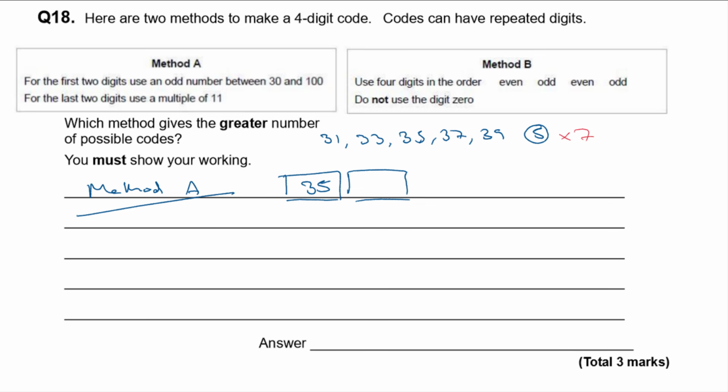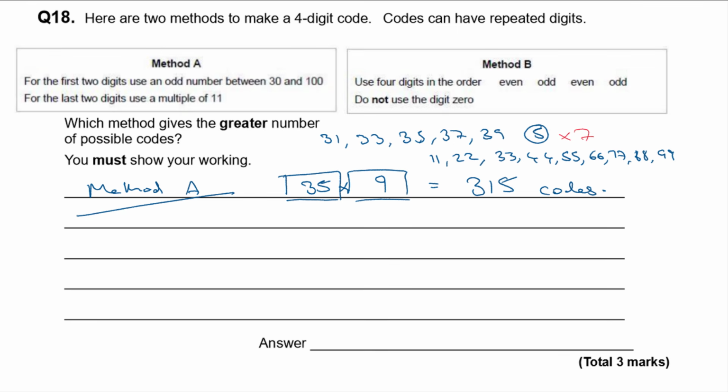Okay, so how many multiples of 11 are there? Well, there's 11, 22, 33, 44, 55, 66, 77, 88, and 99, which is 1, 2, 3, 4, 5, 6, 7, 8, 9. I've got 9 choices for that one. Okay, so multiplying those together, 35 times 9, that gives me 315 different codes.